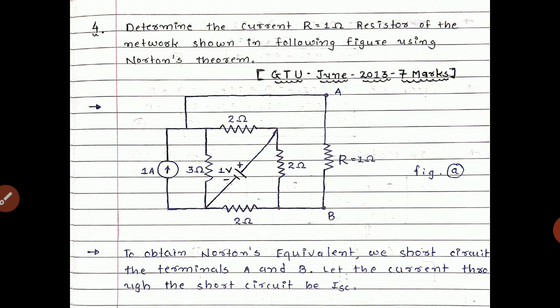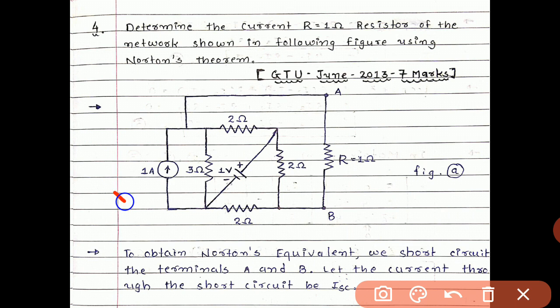So here example number 4 is placed. The question is: determine the current flowing through the R equals 1 ohm resistor of the network shown in the following figure using Norton's theorem. This question was asked in GTU June 2013 for 7 marks, and it was also asked in 2017 for 7 marks. So one circuit is given over here.